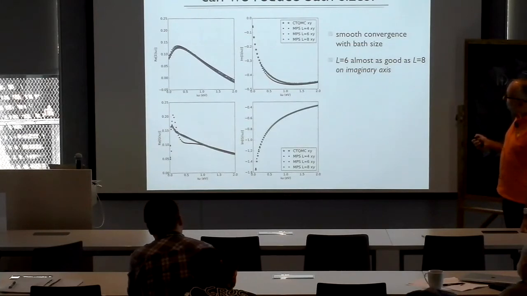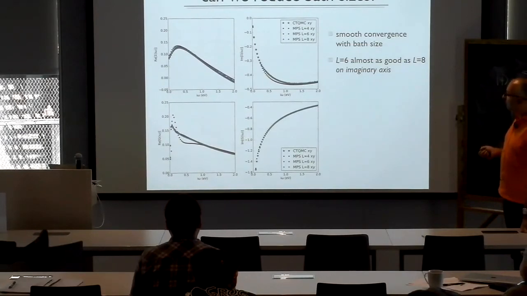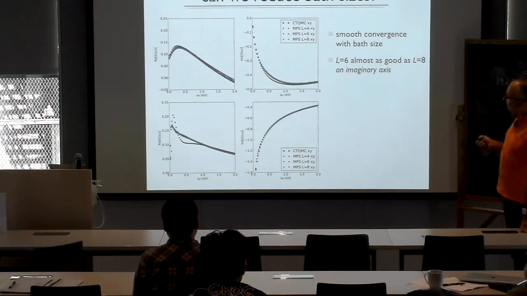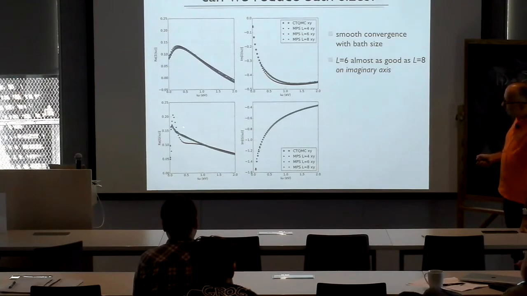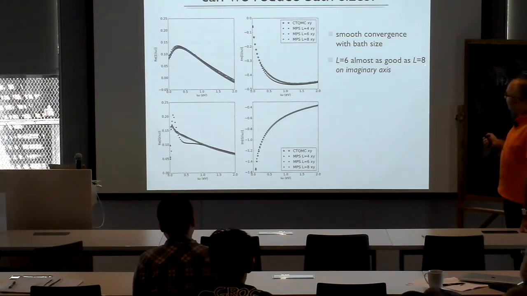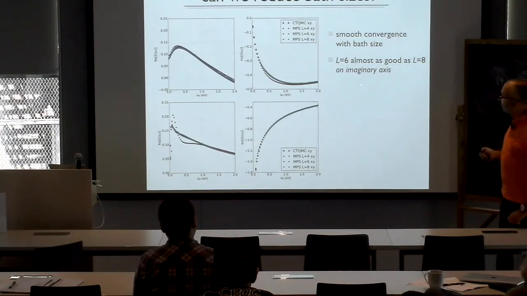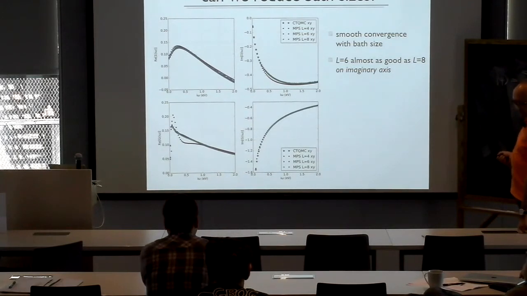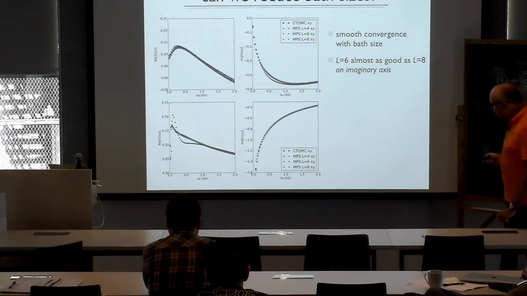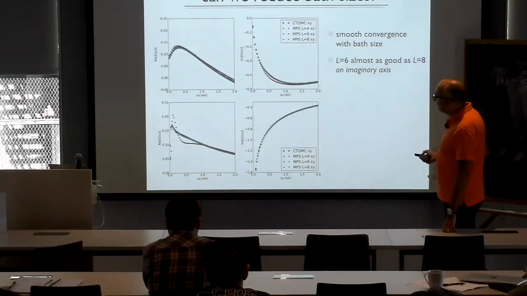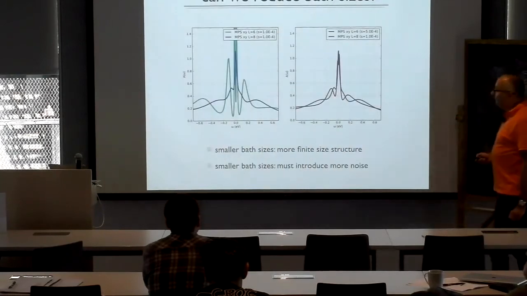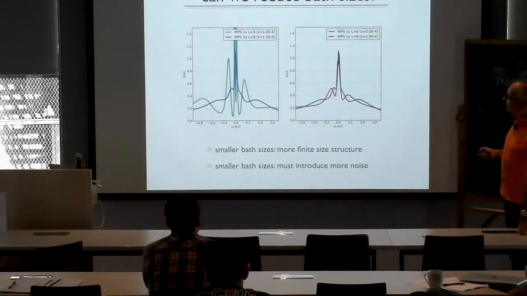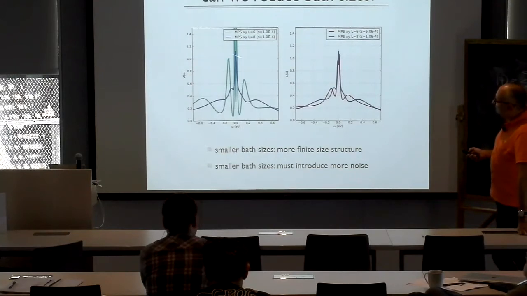Because once the bath is very small, you wonder why don't you do ED all along. And what you see is baths with L equals 4 really give strong deviations for the Green's function, particularly for the real part, but also for the imaginary part. L equals 6 and L equals 8 baths on the imaginary axis seem to be about as good as L equals 8. The real problem starts if you go to the real frequency axis, where we did sort of like MaxEnt on MPS results, or Manuel did.